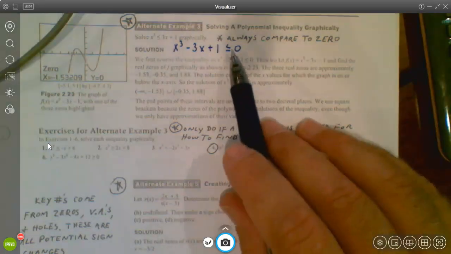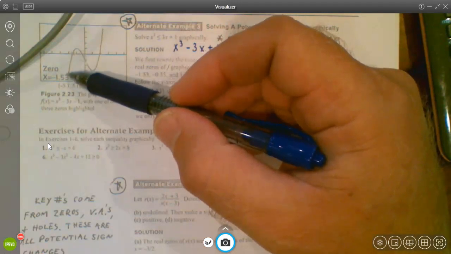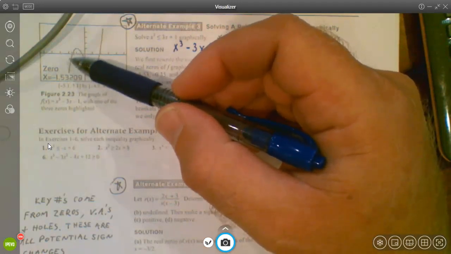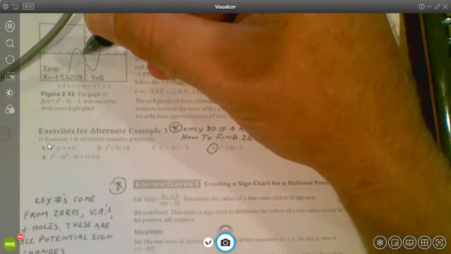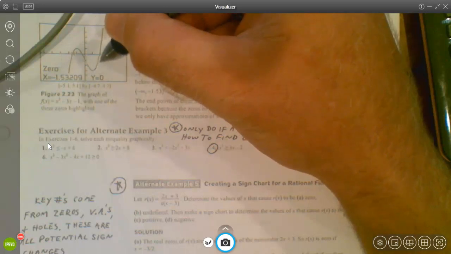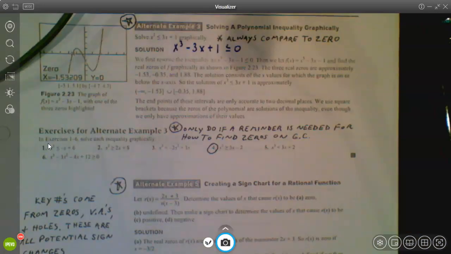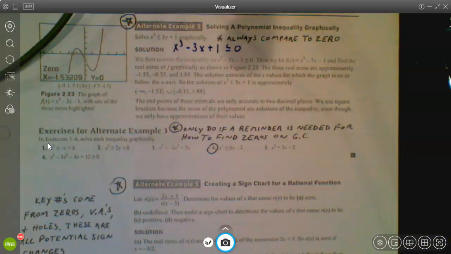This one did come with an equal sign, so we got to remember to use brackets when we do this one. So here is a negative section of the graph because it's below the x-axis. From this 0 to this 0 is also negative. So those are the two sections of the graph that we would state as our answer. And that's what they did right there. Notice the use of brackets because of the equal sign.